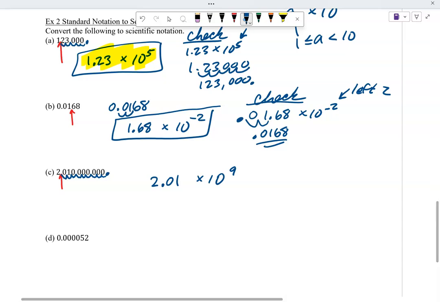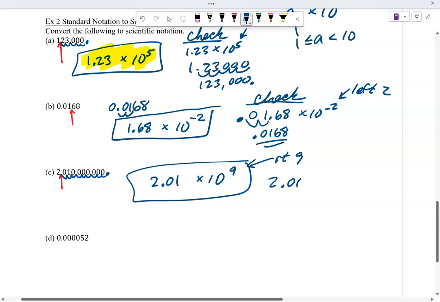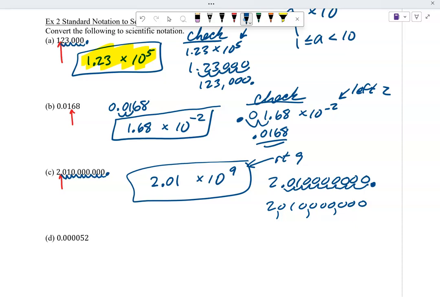So again, make sure you check that by moving it right 9. 2.01. Move it right 9. 1, 2, 3, 4, 5, 6, 7, 8, 9. And then check your answer. And there it is, 2 billion, 10 million. So 2.01 times 10 to the 9th. Let's do this next one.